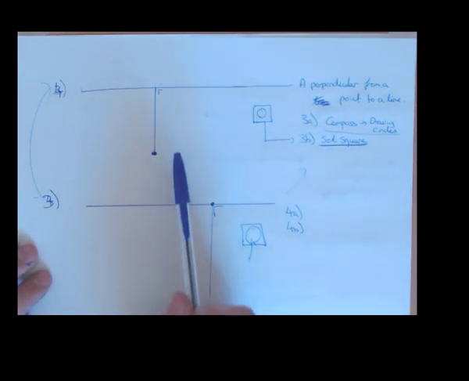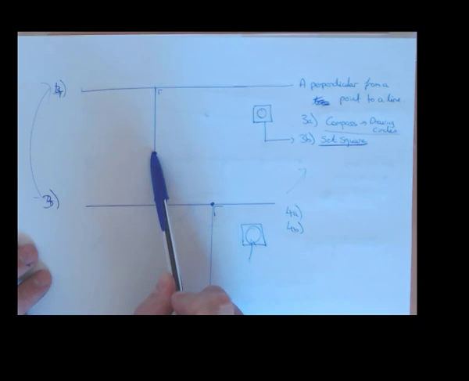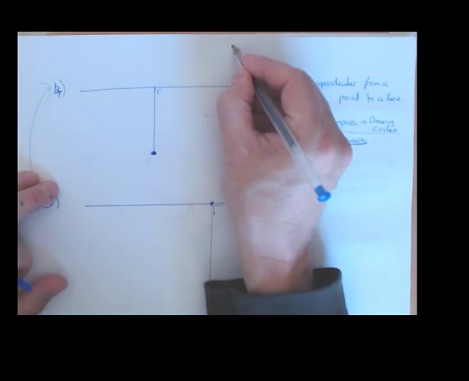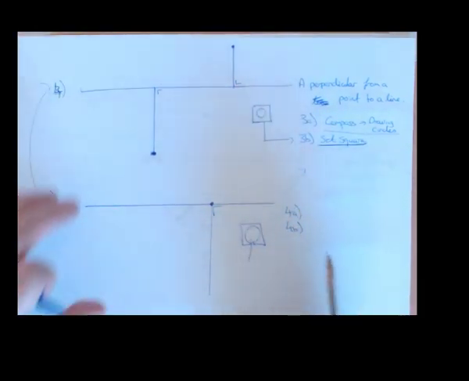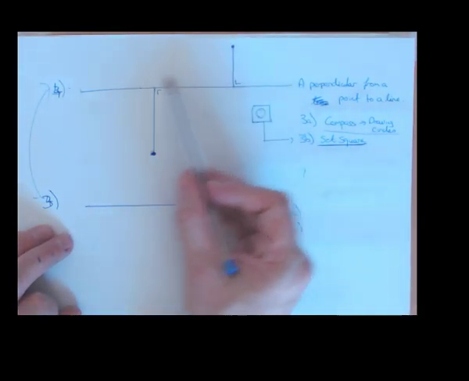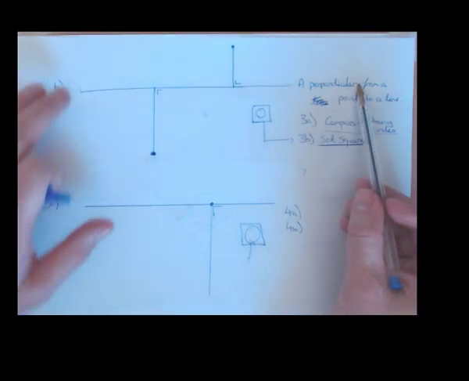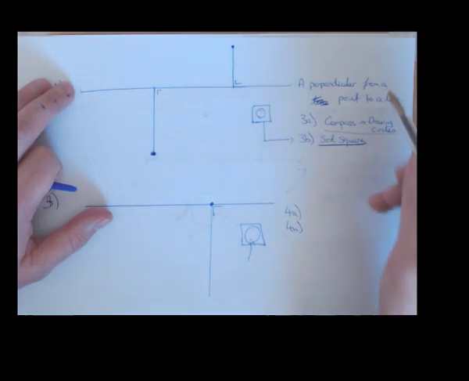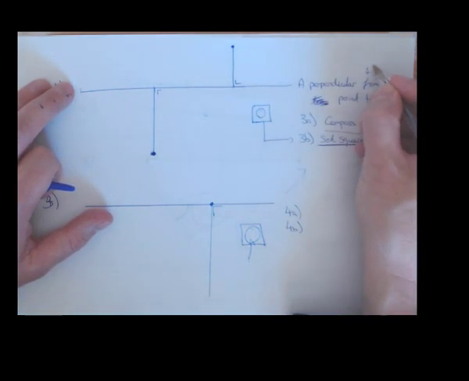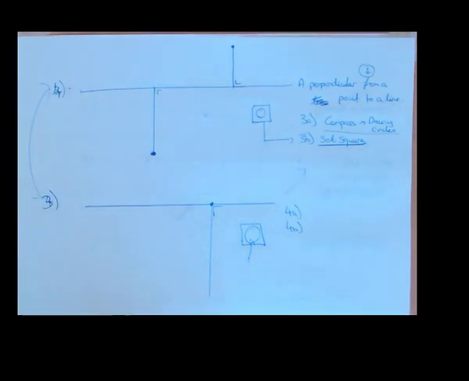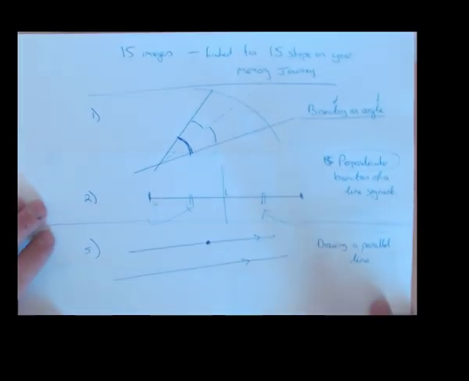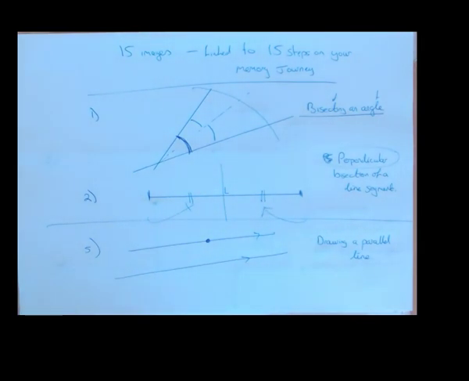Image number 4 was a flying bird at a particular point. You can imagine this the other way around if you like. Here's a flying bird. Okay. From a point to a line. So it's a perpendicular from a point to a line is construction 4. And again, you can use a compass or a set square. Okay. Number 5 is drawing a parallel line. Your image was train tracks.